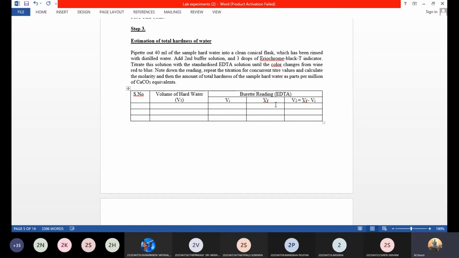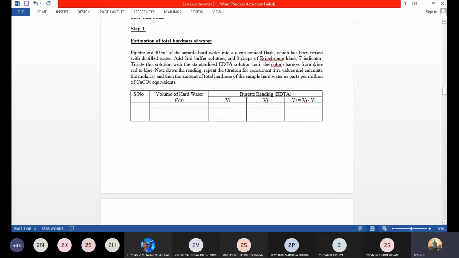Another important point is, whenever we give any endpoint, after noting down the color change, you have to shake the solution thoroughly. Shake the contents thoroughly so that whatever the expected color is, that will be retained. If it is not retained, then what are you going to do? Suppose the expected endpoint is blue. When I shake the solution, the blue color disappeared and it's still wine red.